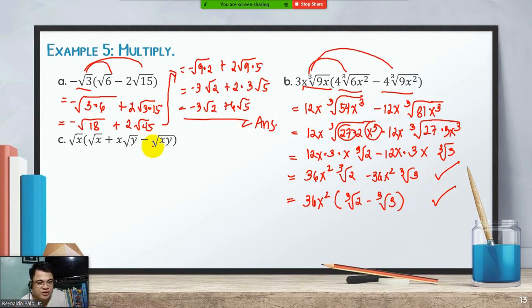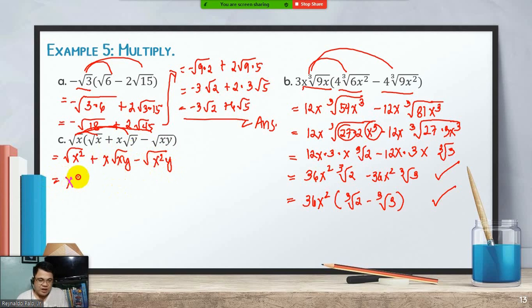Let's have letter C. Square root of x times square root of x plus x square root of y minus square root of xy. So we will be distributing the monomial to the trinomial. Square root of x times square root of x is square root of x squared, plus square root of x times x square root of y is x square root of xy. Then, square root of x times negative square root of xy is negative square root of x squared y.